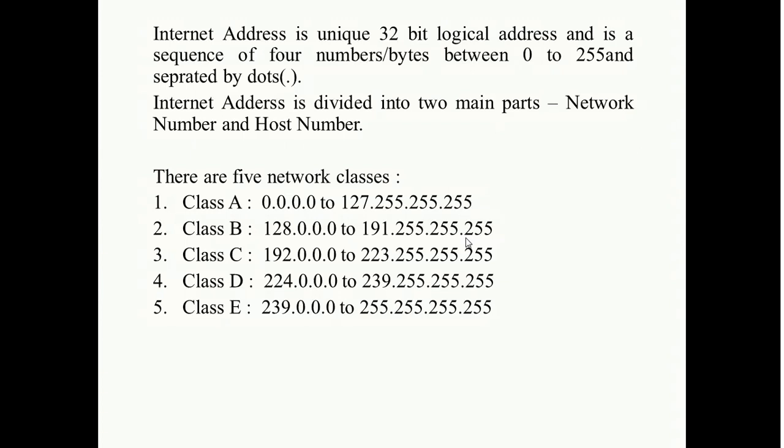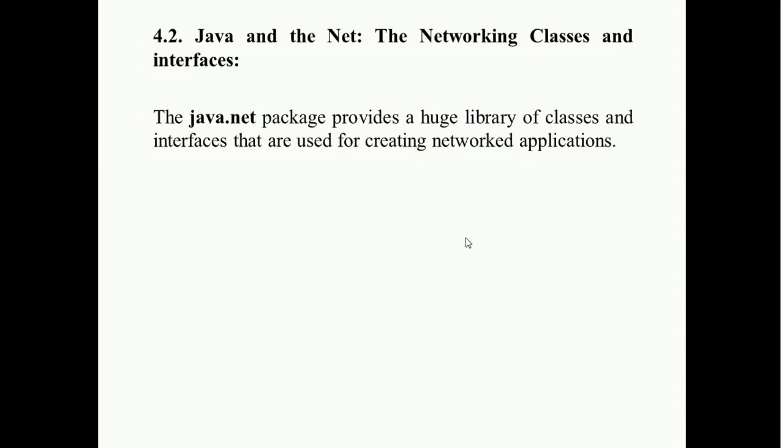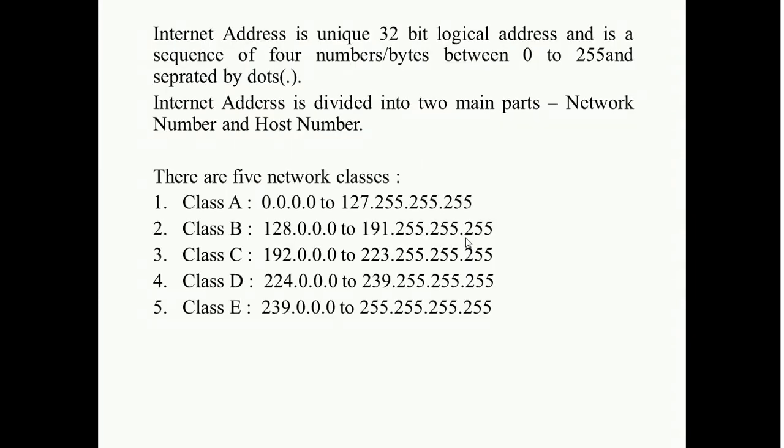So every computer on a network has an address, and this address is called an IP address or the Internet Protocol address. And this is a unique 32-bit logical address divided into two parts, that is a network number and the host number. This is all about the socket overview.